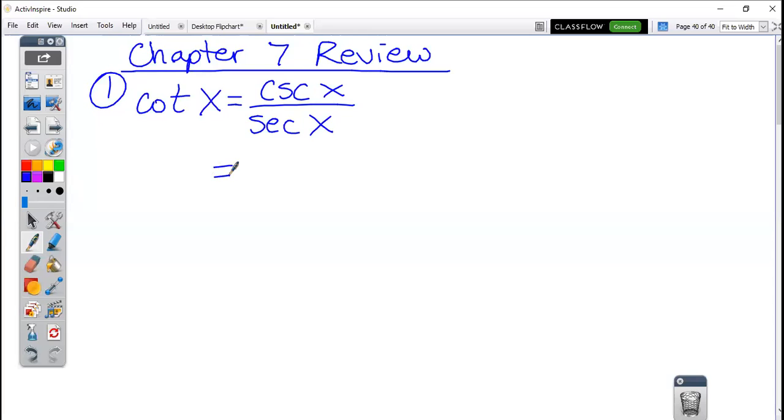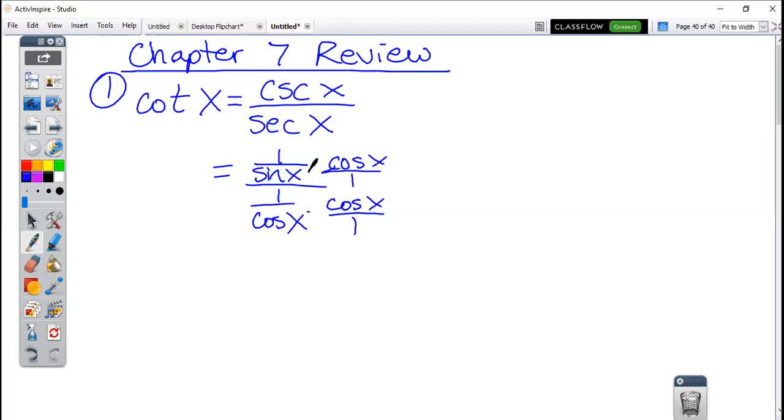Suggestions. Change everything to what? Sine and cosine. So this cosecant becomes what? 1 over sine of x. That's the very first identity that's on your sheet. Secant is the reciprocal of 1 over cosine, so 1 over cosine x. Then you do math. You divide by a fraction, which means you flip and multiply. So times cosine x over 1 and cosine x over 1. And when you multiply those on the bottom, they go away, and you're left with cosine x over sine x.